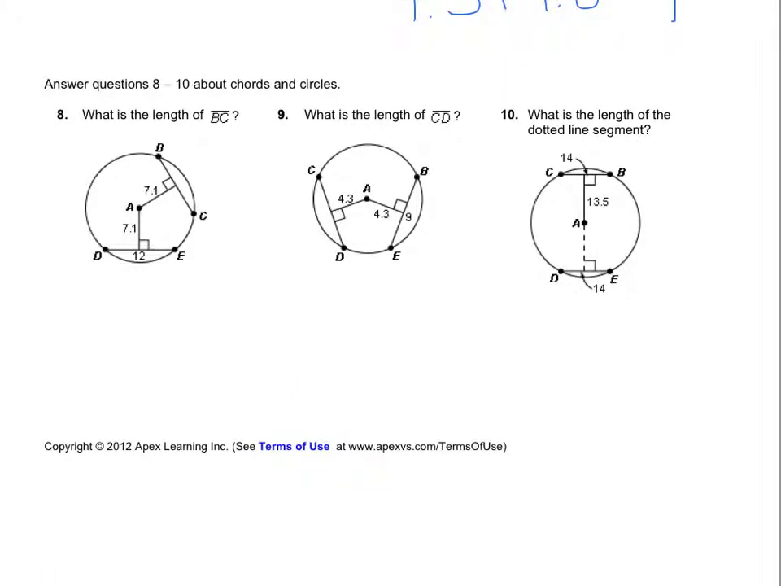Number 9 says, what is the length of CD? Which is this piece right here. And what we know is that if these are the same distance, then this and this are the same distance as well. So CD would be 9.